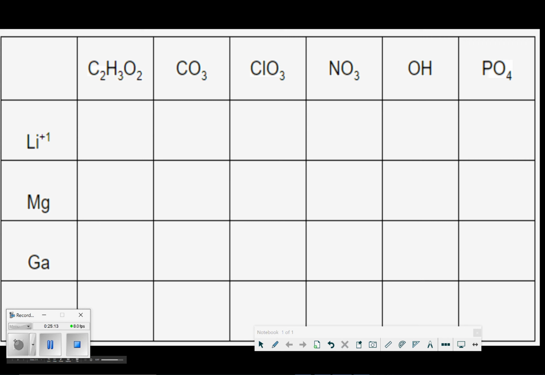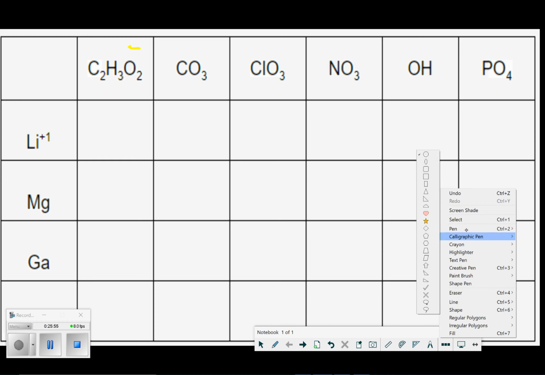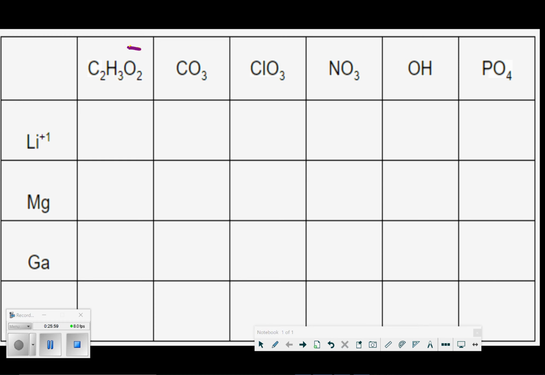Okay, so this next section is bonding with polyatomics. So this works exactly the same as the others. You've just got more letters to write. So what I'm going to do is go back and forth, and I'm going to go ahead and put the charges on each of my polys. So C2H3O2 is a -1. Okay, CO3 is a -2.